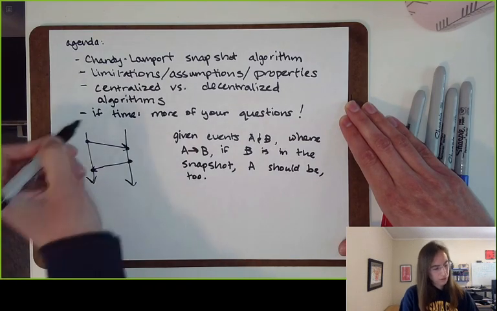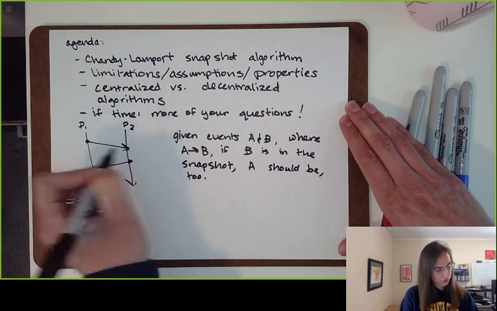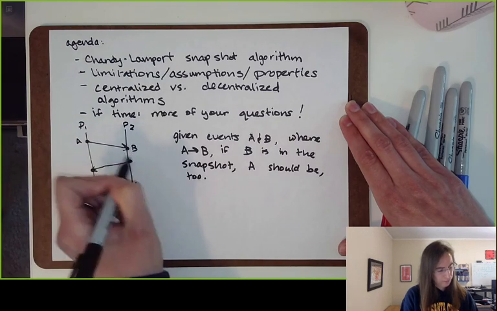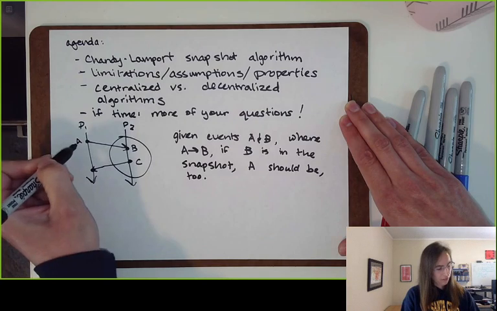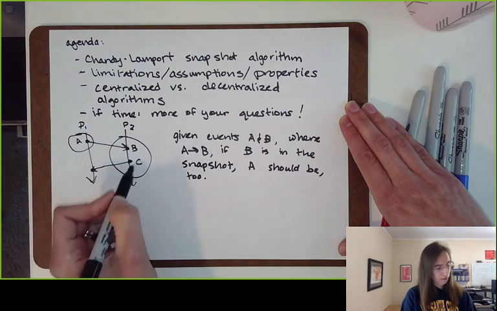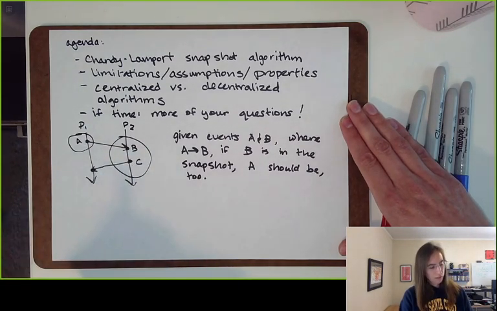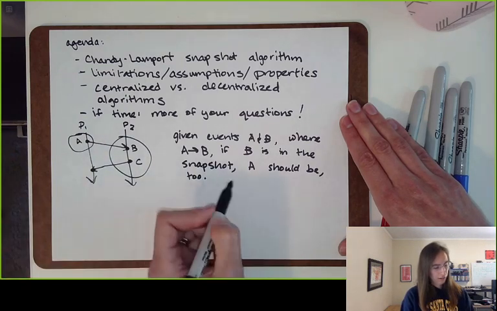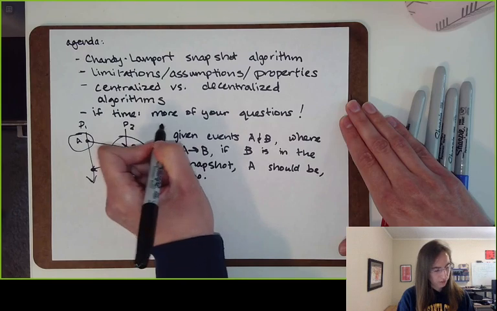So in particular, if this is an execution over here, where the snapshot on process 2 consisted of these two events, then it had better be the case that the snapshot on process 1 includes this event here, because this event happens before these. Otherwise, your snapshot wouldn't make sense. So this would be an example of a snapshot that has this property, and this property is called consistency.